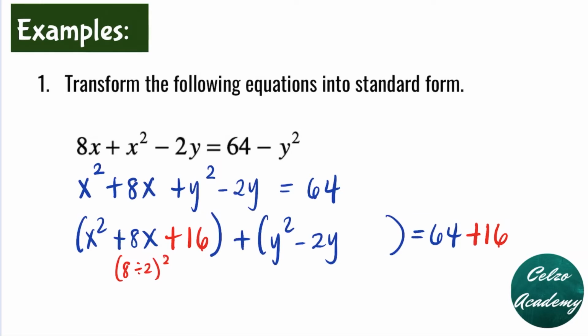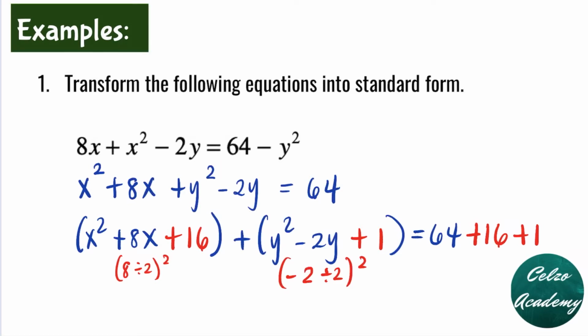What about the second group? What do you think should we add to make this a perfect square trinomial? The same thing, we need to divide negative 2 by 2 and then square it. Negative 2 divided by 2 is negative 1. Squared, that will be positive 1. So we also need to add 1 to the right side. And now to write this in standard form, we need to factor each perfect square trinomial.